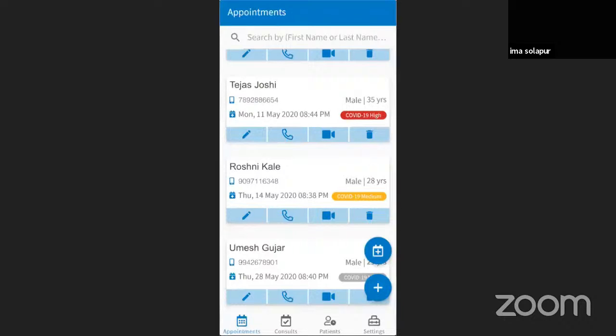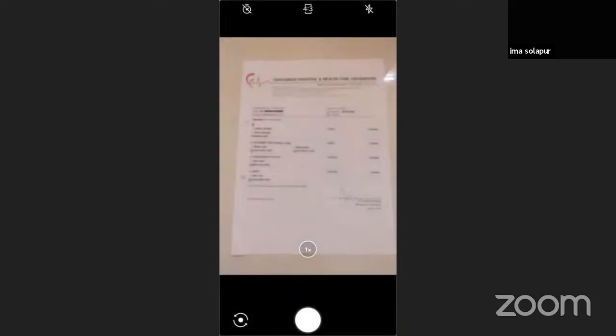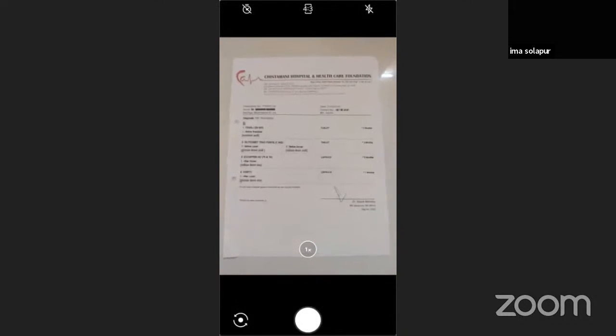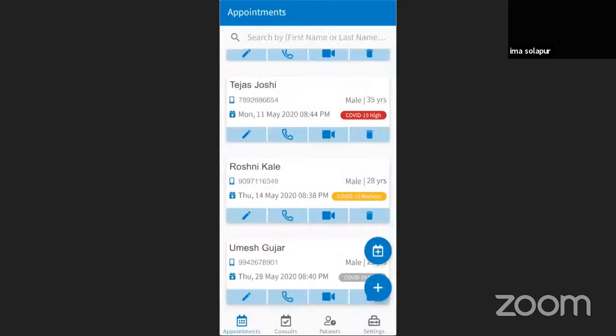In order to issue an e-prescription to a patient, tap on the pencil icon, tap on the camera icon to take a photo of the prescription, and you're all set. The prescription is sent securely to the patient immediately.